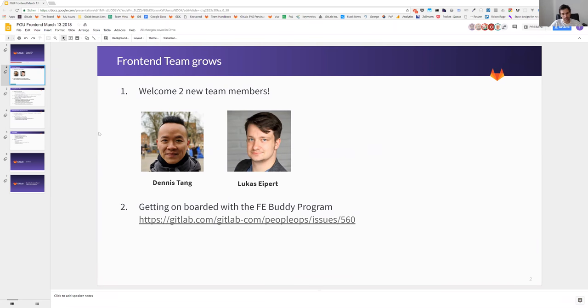I'm very happy to welcome another two new team members this month. Dennis Tang and Lucas Eipert started. Both are based in Germany. We are very happy to have you on board and we are really looking forward to working with you and seeing your contributions. They are already deep in code, highly motivated. So it looks like we made really good choices there.